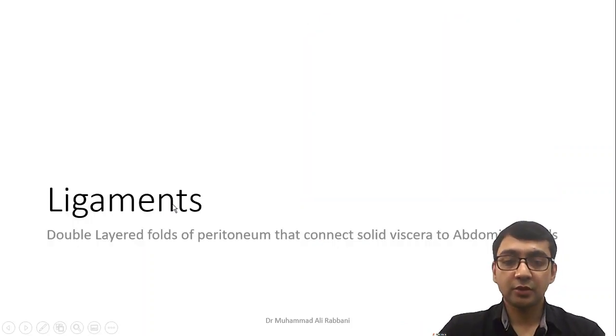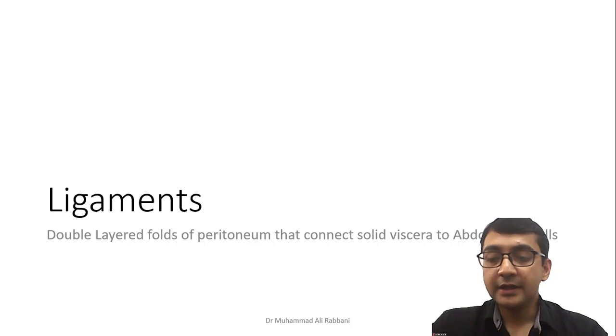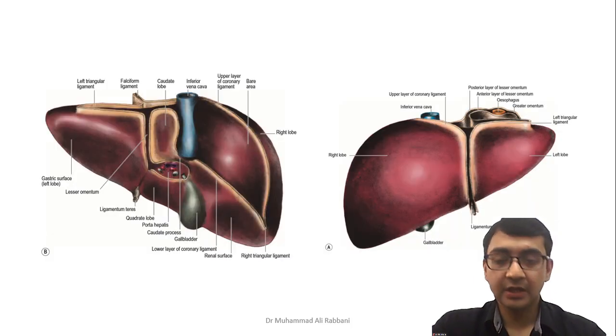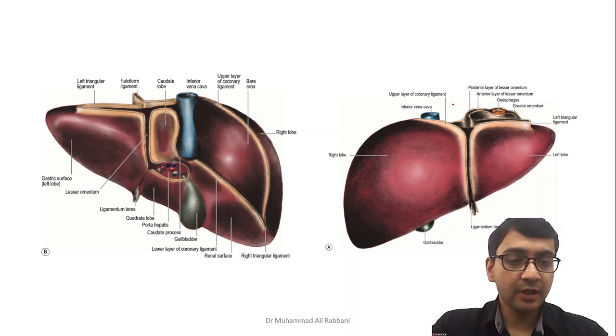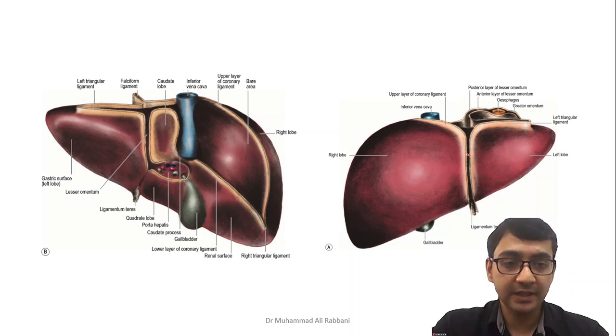So we have talked about the anterior wall. Now, some definitions. What is a ligament? A ligament is a double layered fold of peritoneum that connects a viscus to the abdominal wall. I'll give you an example of the ligaments of the liver. Here, this is the falciform ligament, a double layer of peritoneum that connects the anterior surface of the liver to the anterior abdominal wall, just like the falciform ligament we saw in the previous slide.